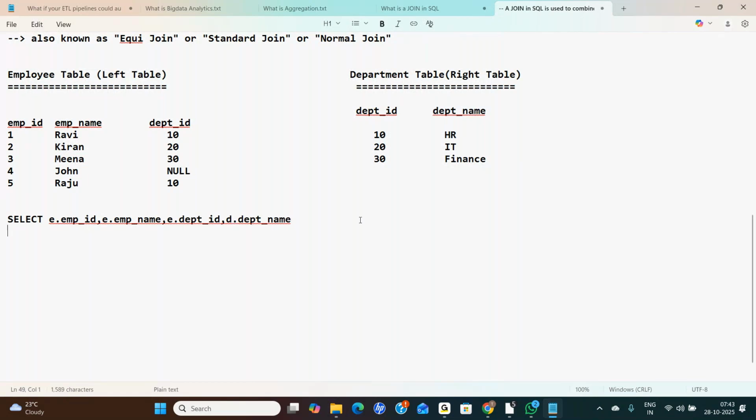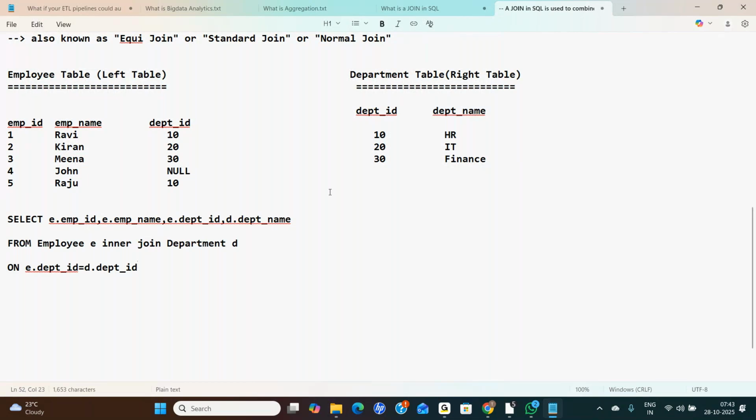From the employee table, alias name is E. Inner join. Inner join is a keyword. Inner join department, alias name is D, on. In the on clause you have to write the join condition: E dot department underscore ID is equal to D dot department underscore ID.